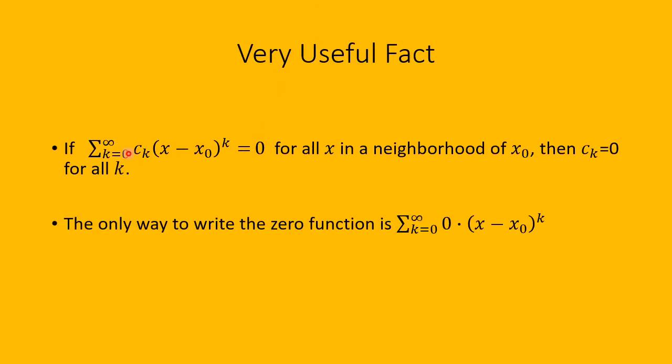Let's recall this fact. If I have a power series that equals 0 for all x in the neighborhood of this x0, where this series is centered, then all of the c sub k's that appear here have to be 0, which means that the only way to write the 0 function this way is the sum k goes from 0 to infinity, 0 times x minus x0 to the k.